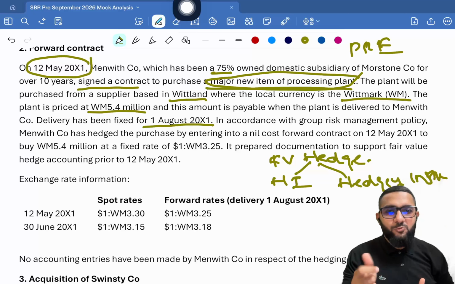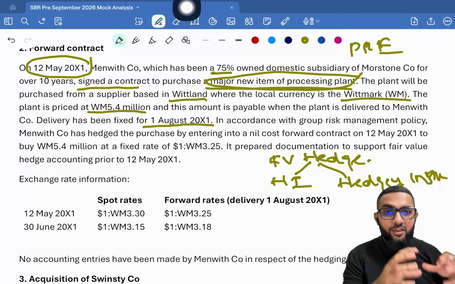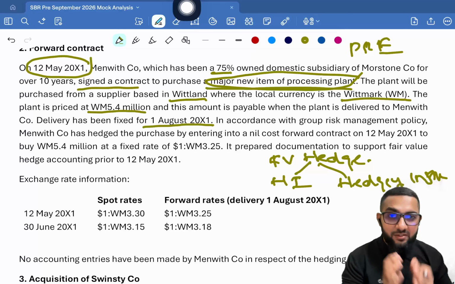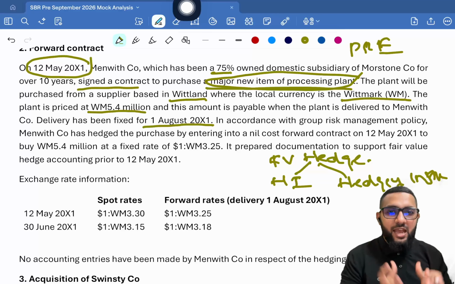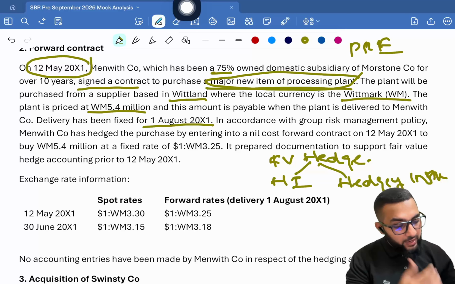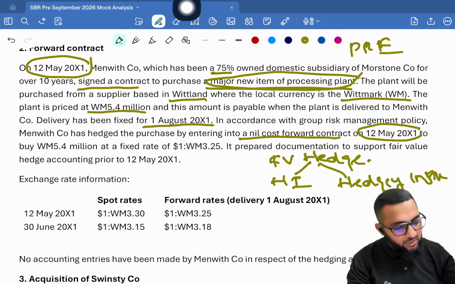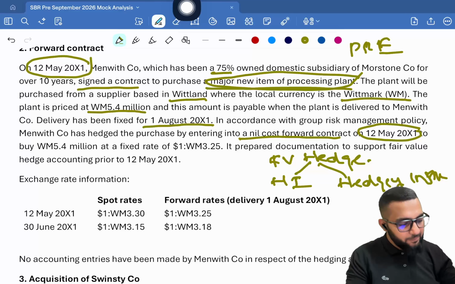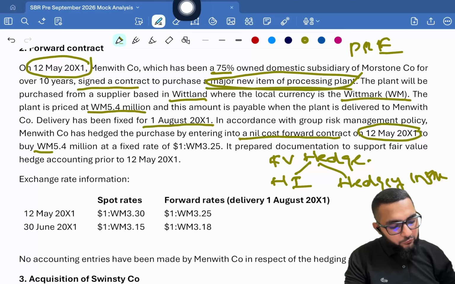Now, although hedging is one of the complicated areas that candidates find, given its importance and how recurring it has been in past papers, it's very important that you understand hedging as a whole, because you'll see these questions more frequently. So, in accordance with group risk management policy, Menwith Co. has hedged the purchase by entering into a nil cost forward contract on 12th May. So, based on the risk management policy, hedging was entered into on 12th May to buy Whitmark 5.4 million at a fixed rate of $1 to 3.25.